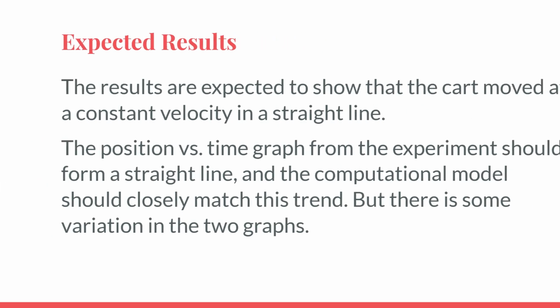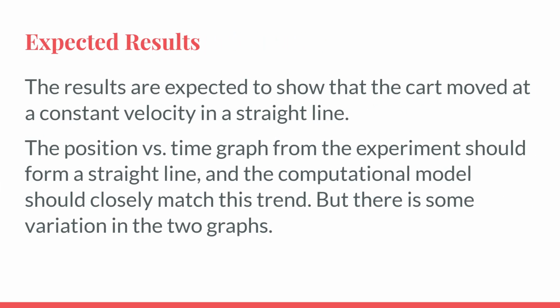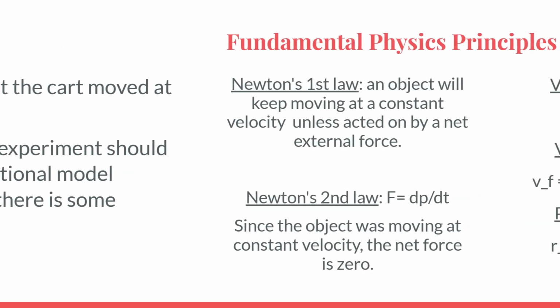Expected results. The results are expected to show that the cart moved at a constant velocity in a straight line, and the position versus time graph from the experiment should form a straight line, and the computational model should closely match this trend, but there is some variation in the two graphs.